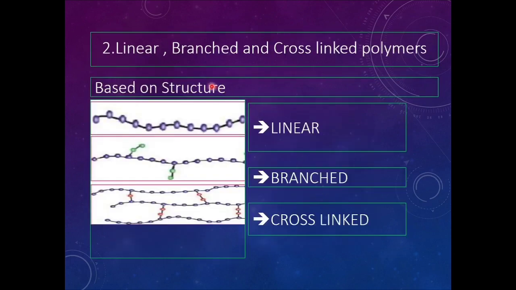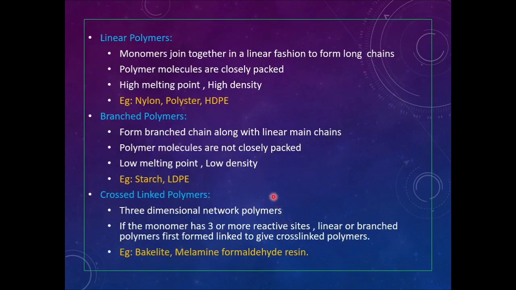And on the basis of structure, polymers can be divided into three: linear, branched and cross-linked. The first one is linear, second one is branched, and third one is cross-linked. Now we'll see the differences between the three.